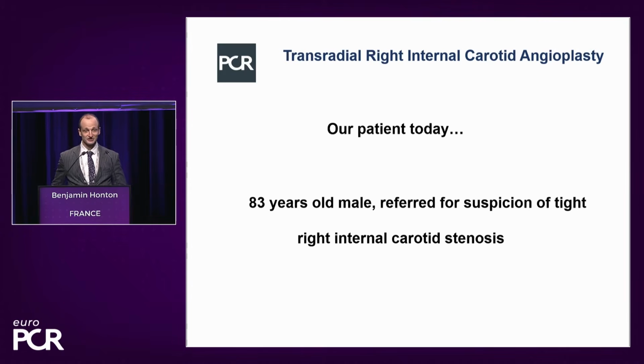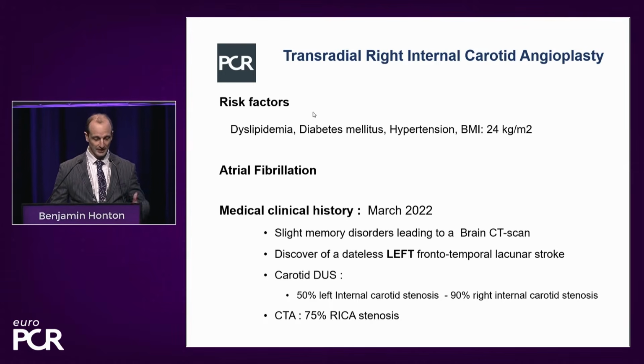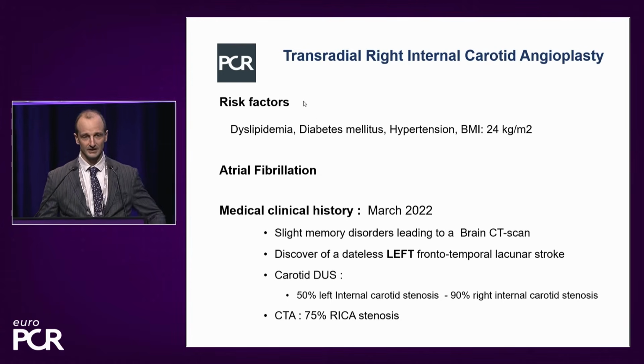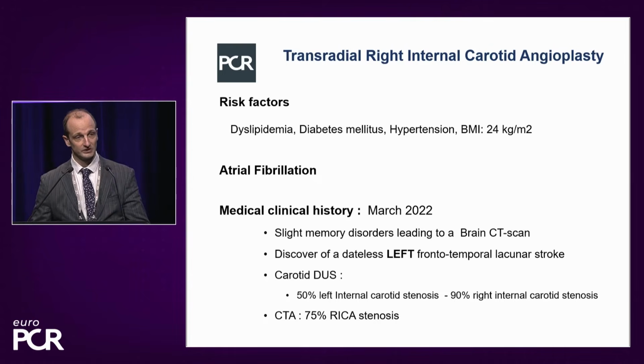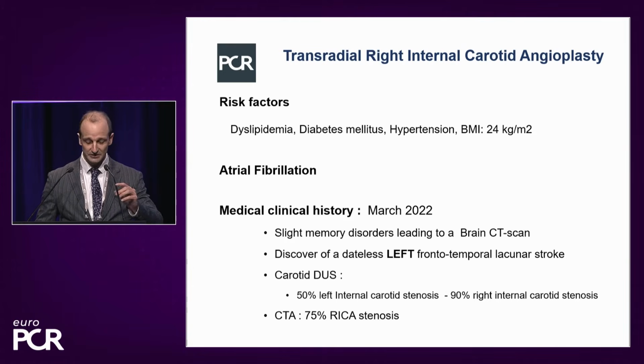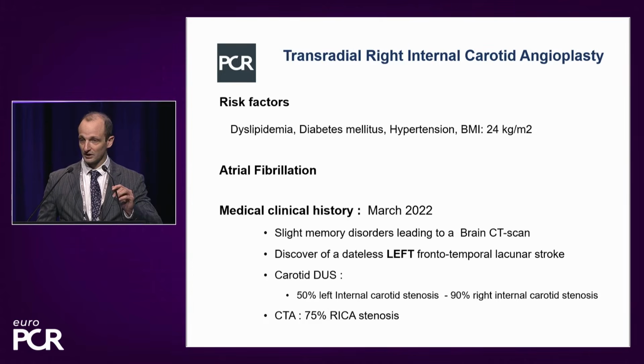And second, to share with you this case of an 80-year-old man, who was referred to our center for a suspected tight right internal carotid stenosis. He suffers from hypertension, diabetes, dyslipidemia, and atrial fibrillation, and his medical history started in March 2022 with a slight memory disorder, leading his GP to order a brain CT scan, which discovered an old left frontotemporal lacunar stroke. He then underwent a carotid Doppler ultrasound, which found a 50% left internal carotid stenosis and a 90% right internal carotid stenosis.